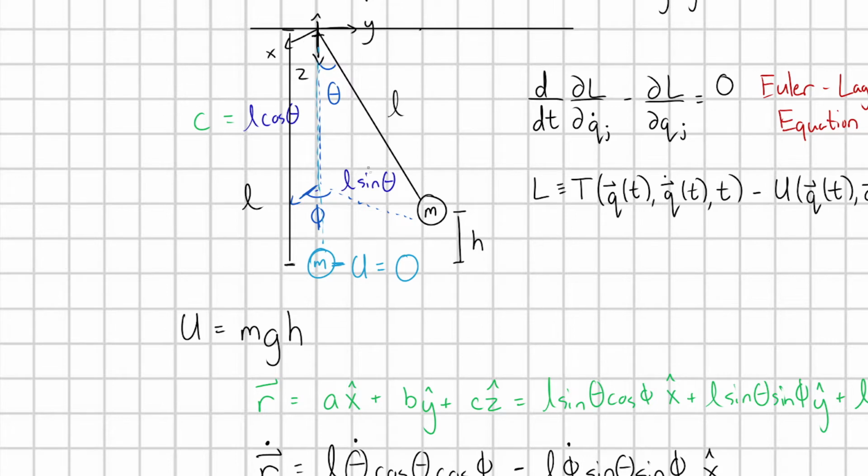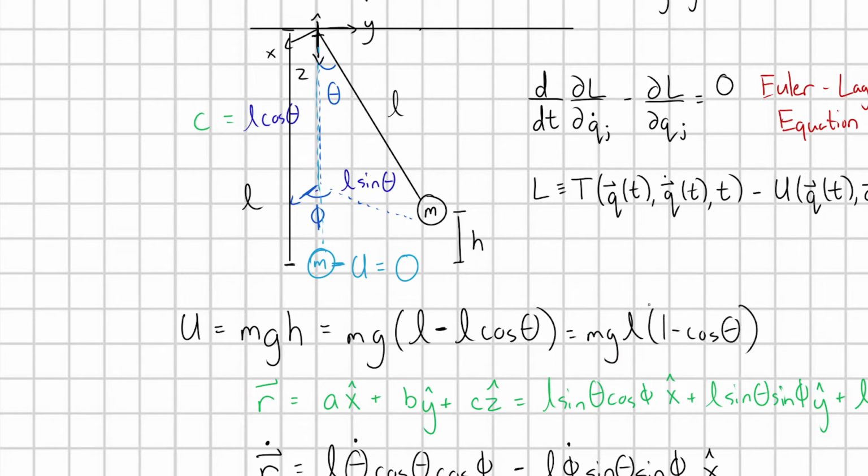And so, oh wait, we already have that component. Oh my goodness, this is so easy. We already have this height here. So we just take, this is going to be equal to mg times L minus L cosine theta, or mgL times 1 minus cosine theta. And that's our gravitational potential energy.